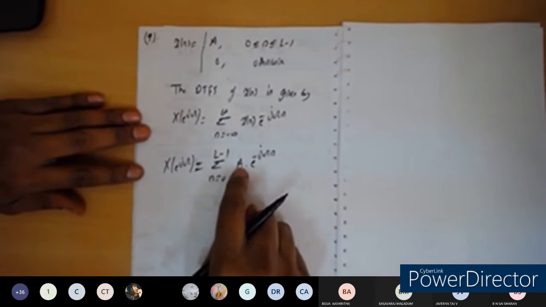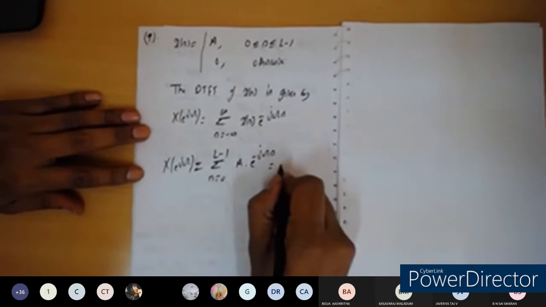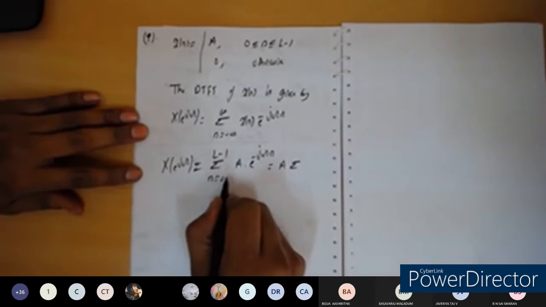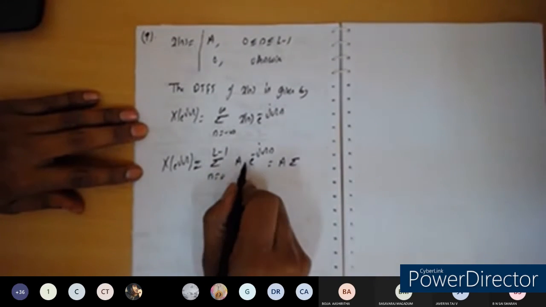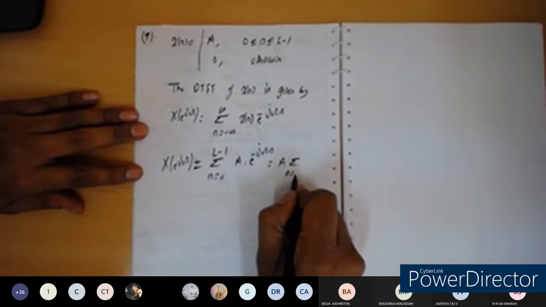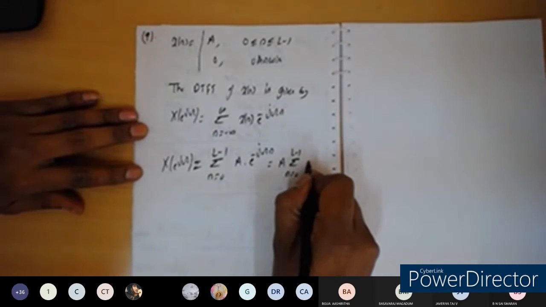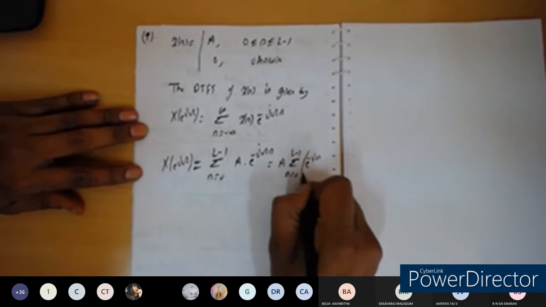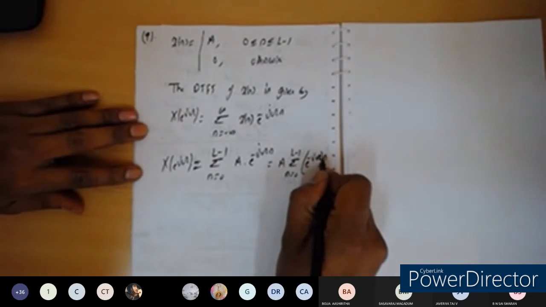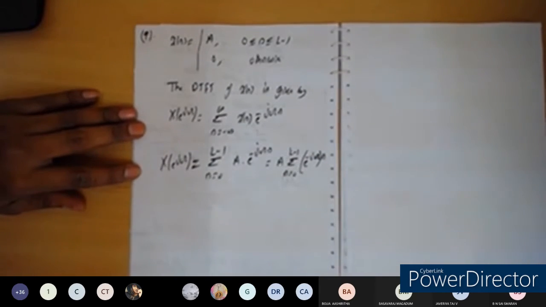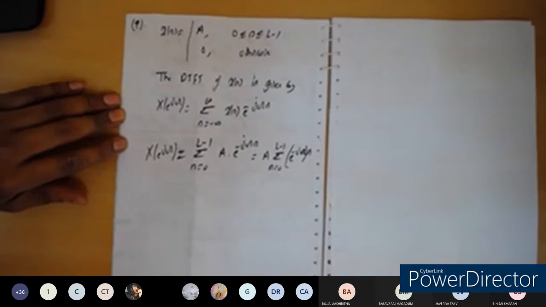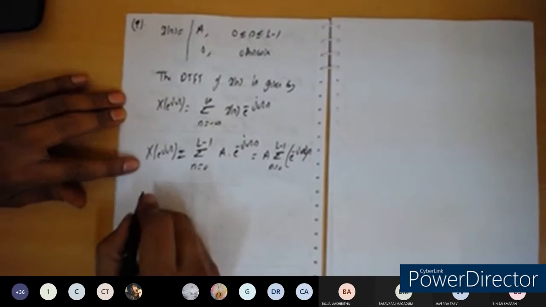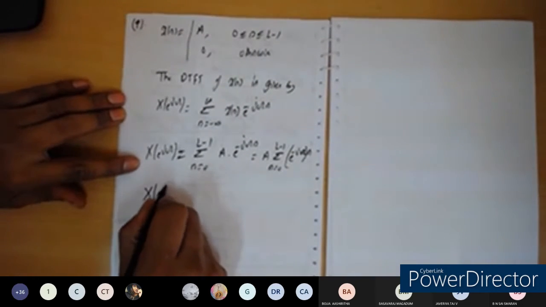Now a is the constant we can take outside the summation, because it's not a function of n. So whichever is not a function of the summation limits, we are going to treat as a constant here. Already we know that one. So it is e to the power of minus j omega into n. Okay, so I'll rewrite the formula if it is not visible.